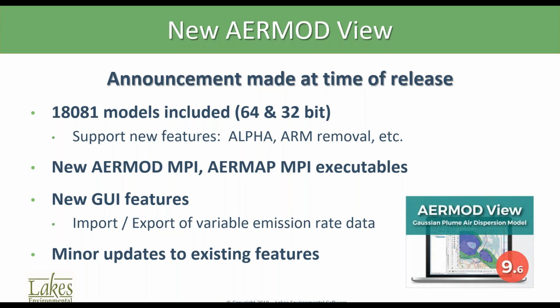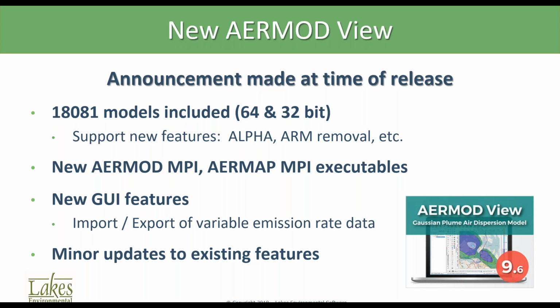Some of the new things you can expect to see in AERMOD View version 9.6 include support for the 18081 models, that's AERMOD, AERMET, and AERMAP. Both 64-bit and 32-bit versions of the executables will be supported, along with all of the associated features like the alpha keyword, the removal of ARM, and more. We will also include the new AERMOD MPI and AERMAP MPI parallelized executables, which are developed in-house here by Lakes Environmental. We have to, of course, conduct all of the code updates, the compilation, and then all of the extensive testing that we do to ensure that these parallelized executables produce 100% equivalent output to the EPA models.